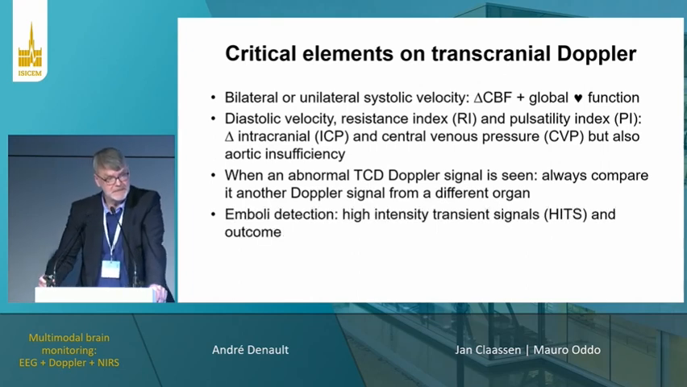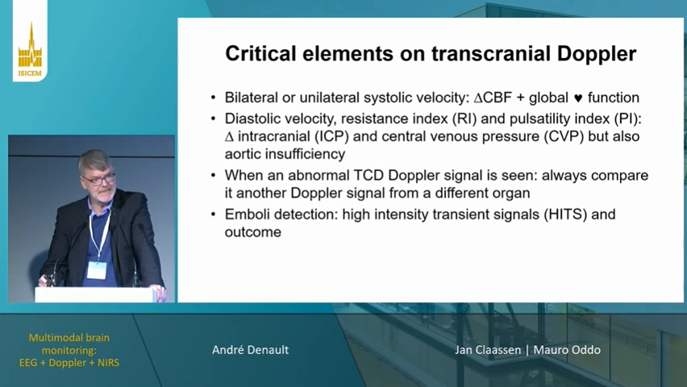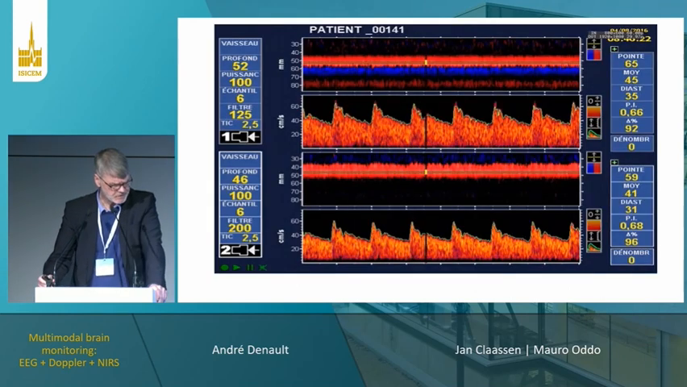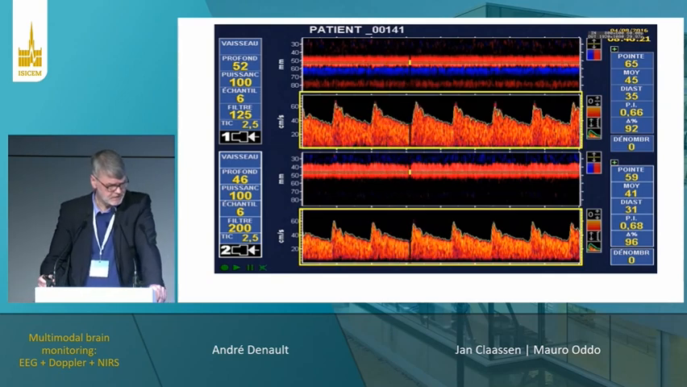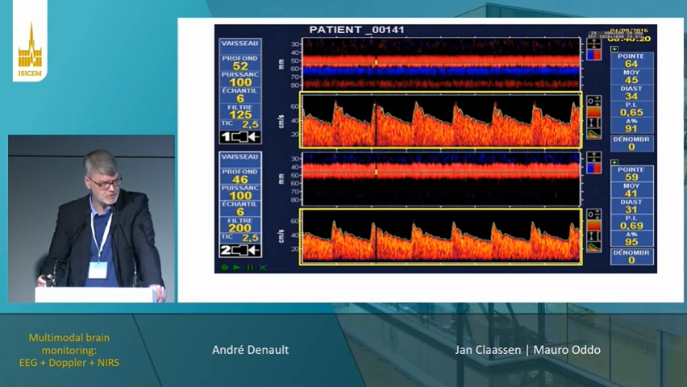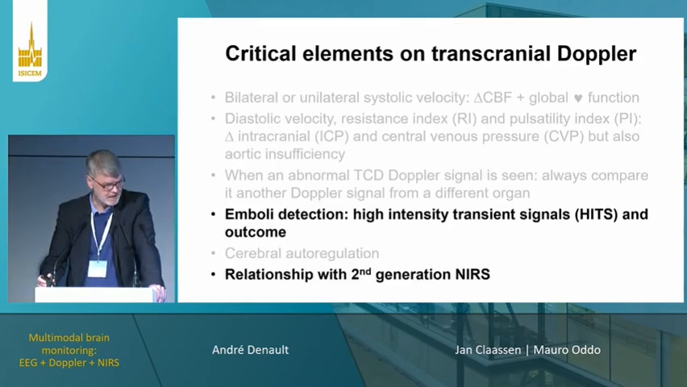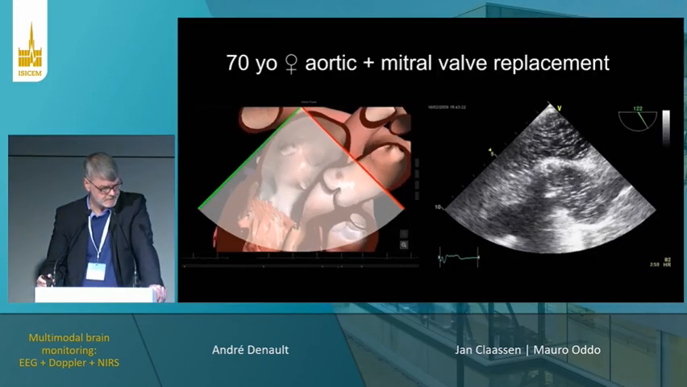For us, it's been very useful to realize the importance of emboli detection. It can also be used for cerebral autoregulation, and we've been correlating it with NIRS. So this is a transcranial Doppler signal, and these are the velocities typically on the middle cerebral artery, on the right and on the left, and this is how we get the signal. I'll just concentrate on these two elements, which are emboli detection and the relation with NIRS.